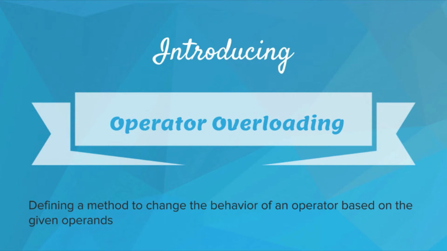Introducing operator overloading. Operator overloading is defining a method to change the behavior of an operator based on the given operands. So we see that the plus operator, the add operator, does something different when it receives numbers versus when it receives strings. When it receives numbers, it adds them together. When it receives strings, it concatenates them. And so we can actually define our own methods to tell the plus operator what to do with our own classes, such as the point class.